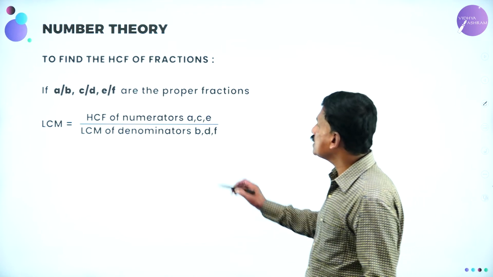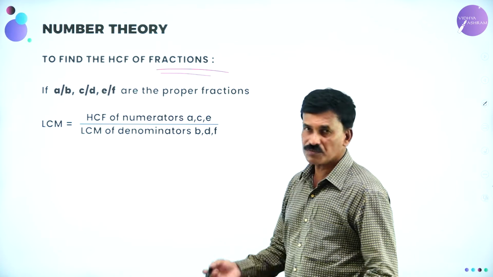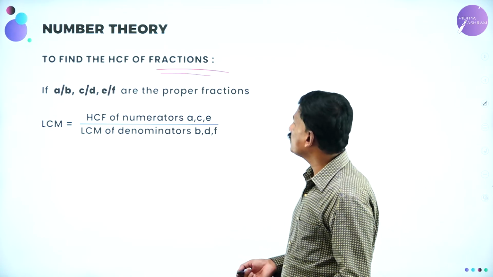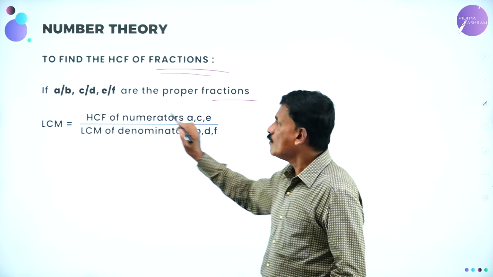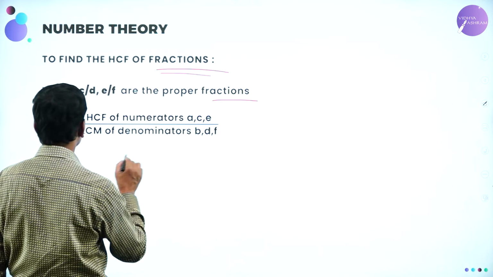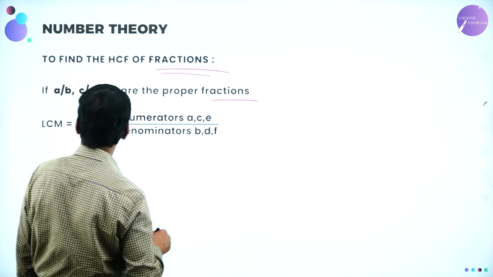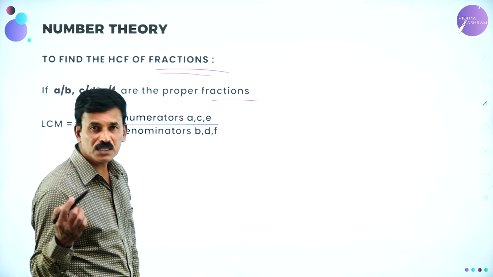So to find the HCF of fractions. How to find the highest common factor? So we have done the LCM, now the HCF of the fraction. For a proper fraction, how to find the highest common factor? HCF of numerator divided by LCM of the denominator will give the highest common factor, right? Listen to me. Let me explain once again.